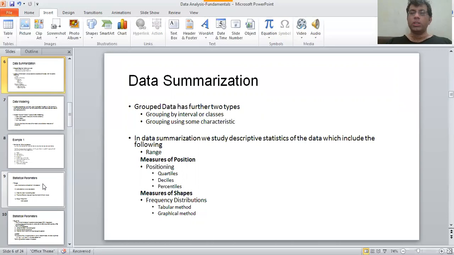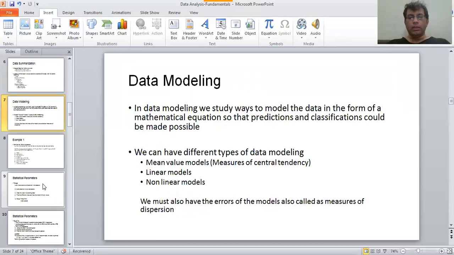Then there are measures of shape, and in measures of shape we will be looking at how we find the shape of the distribution. This could be done either by the tabular method or by the graphical method. And then we would be working upon the modeling of the data, and there could be average or mean value models, linear models, and non-linear models.